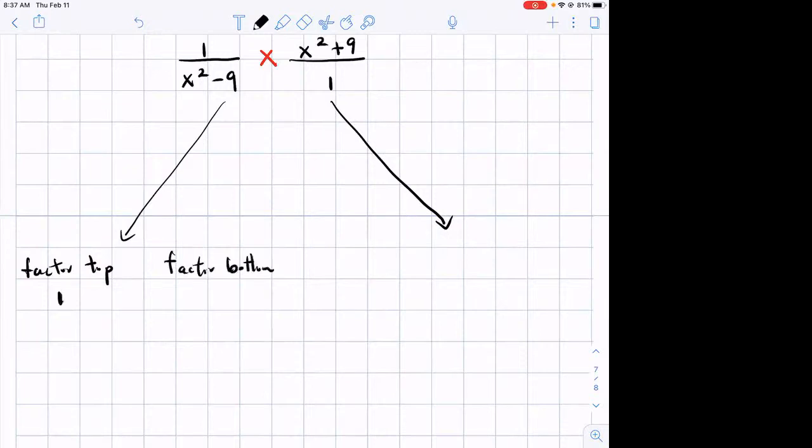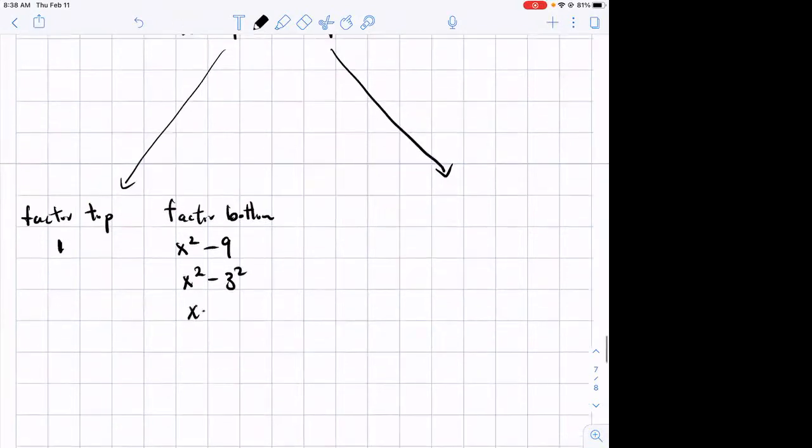So the top is 1, so 1 can't be factored. But the bottom, x squared minus 9, is a difference of squares. So this becomes x minus 3 times x plus 3. So that's the left side.